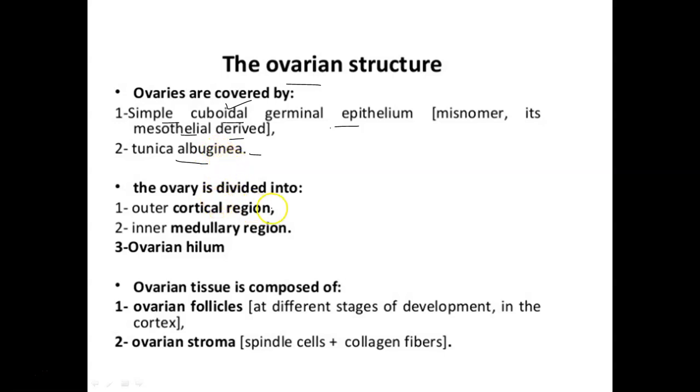Then the cortical and the medulla regions. The cortical region is where all the follicles are formed, and the inner medullary region is where the blood vascular supply and nerve supply are present. Then the ovarian hilum, from where the ovary is attached to the uterus by the ovarian ligament. Ovarian tissue is composed of ovarian follicles at different stages of development, and the ovarian stroma present inside, which consists of various types of spindle cells and collagen fiber.